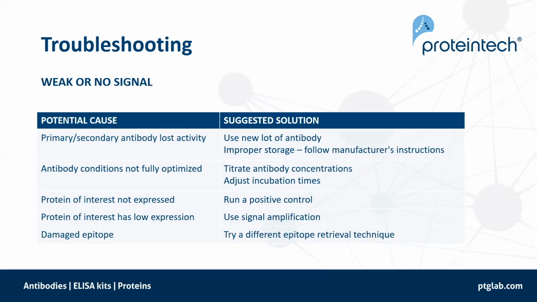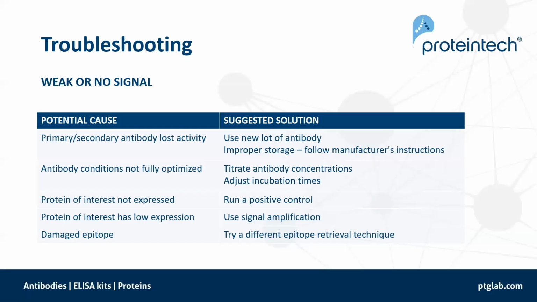It might be that your antibody concentrations are not fully optimized. So titrate your antibody concentrations and adjust incubation times, and check for manufacturer suggestions as well. It might be you've really not added enough, essentially. Or it could be that your protein of interest is not expressed. Run a positive control and check on PAX-DB. Make sure that your protein of interest is expressed in that tissue.